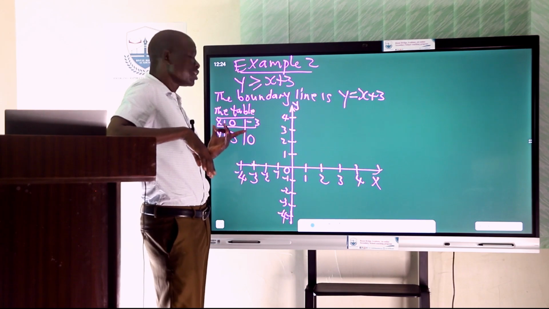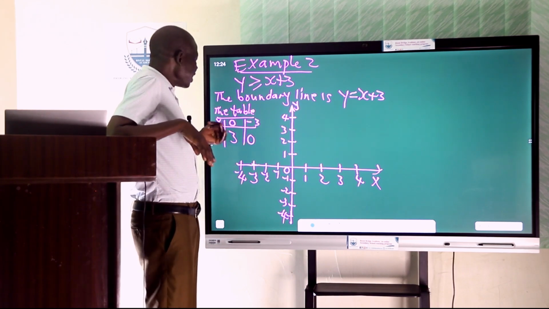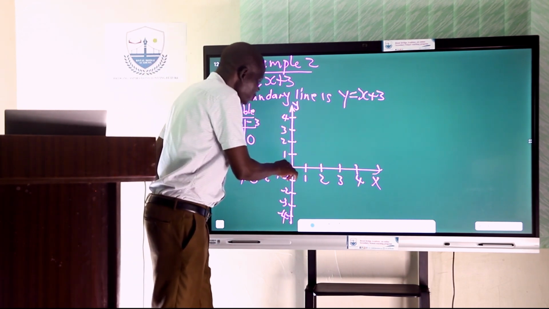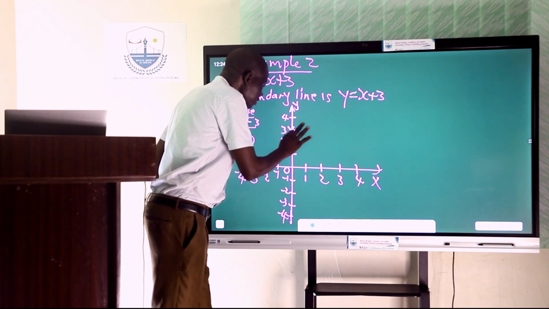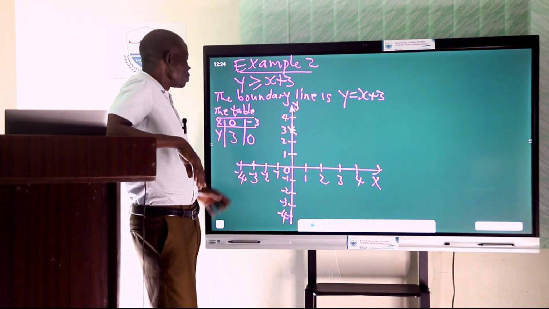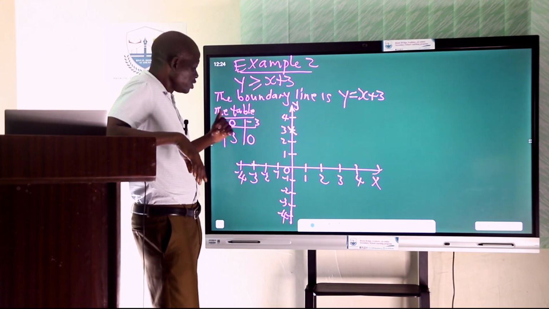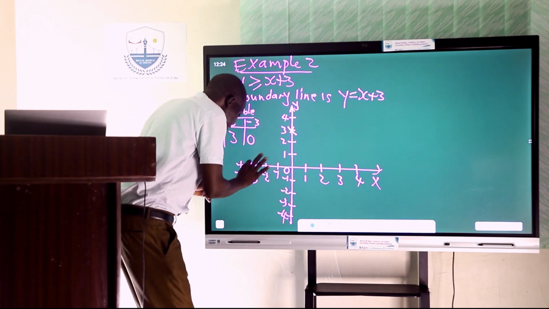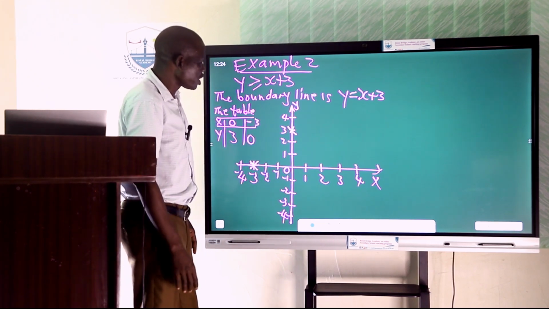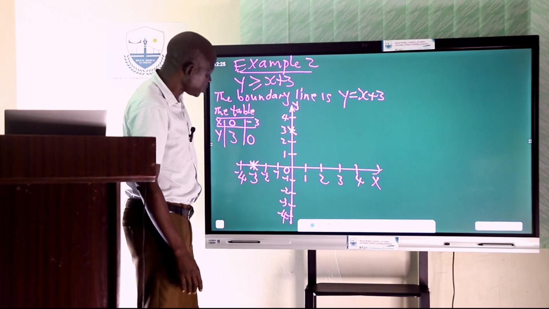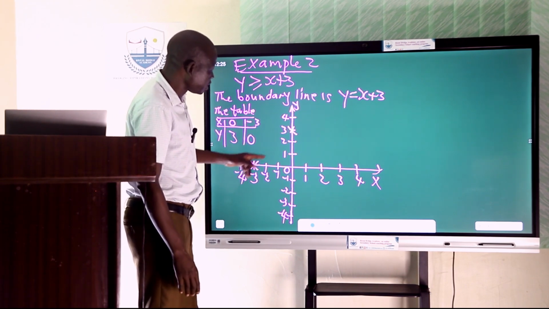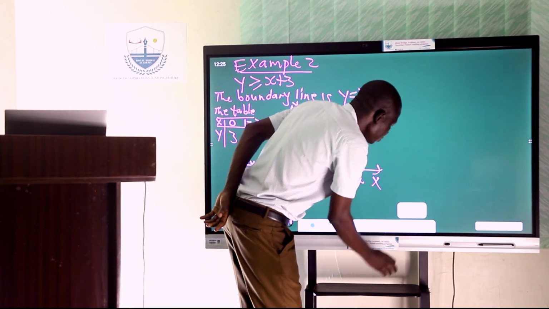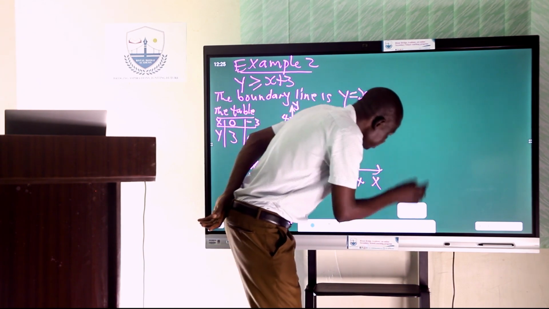Now we are going to plot these points. When x is equal to 0, y is 3. So our point of intersection will be there. When x is negative 3, y is 0. The point of intersection will be here. So after that, we are going to draw a straight line passing through negative 3 and 3. So we draw that straight line.